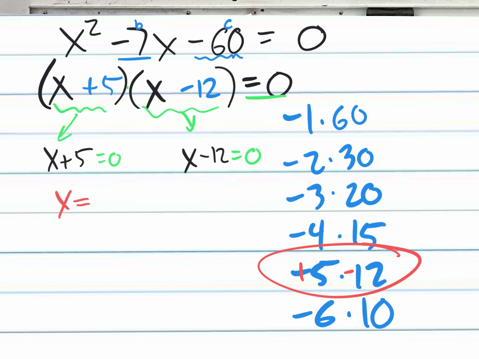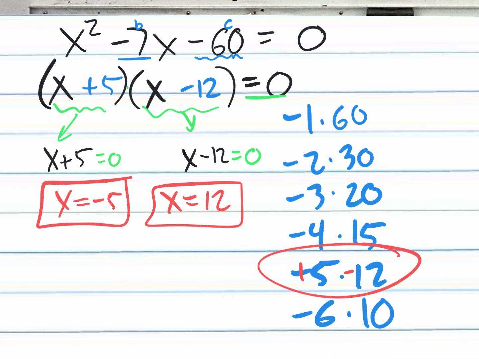X equals what? Negative 5. And x equals what? 12. And just put a comma between them. Type them in like that. And you'll get full credit. Pretty good, huh?